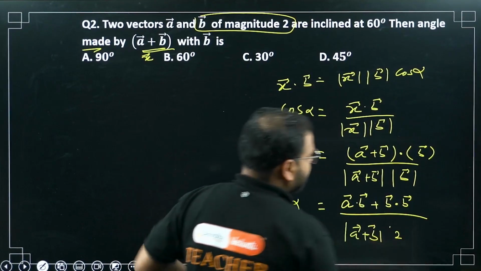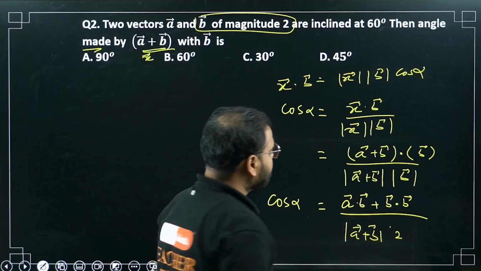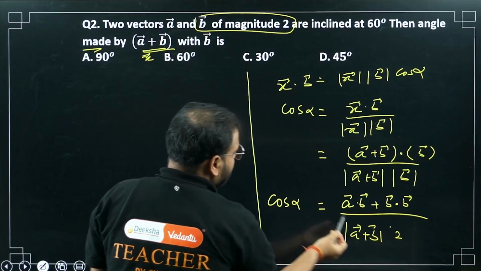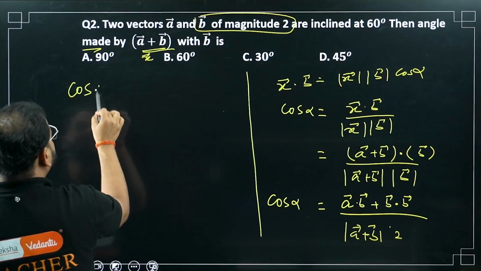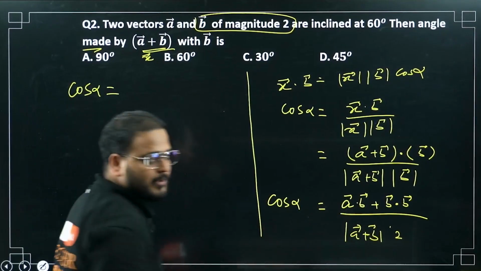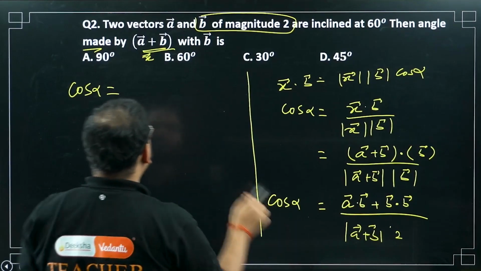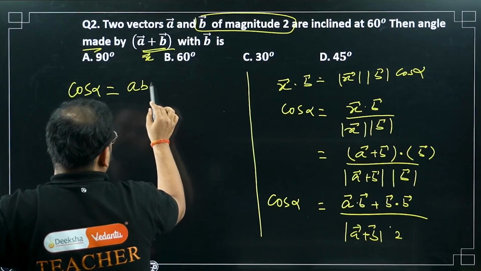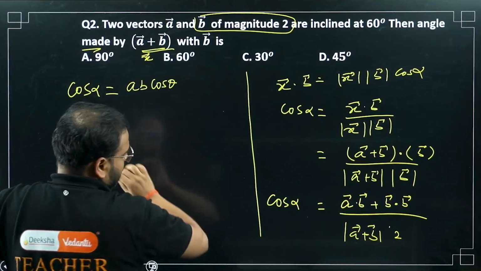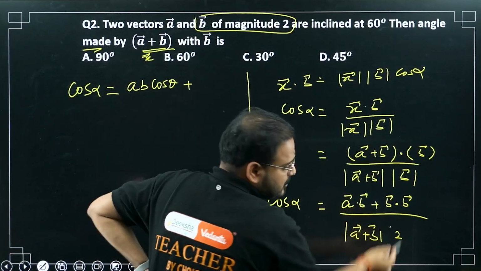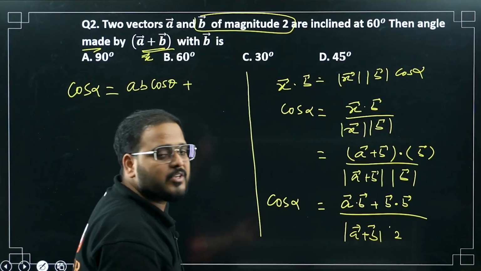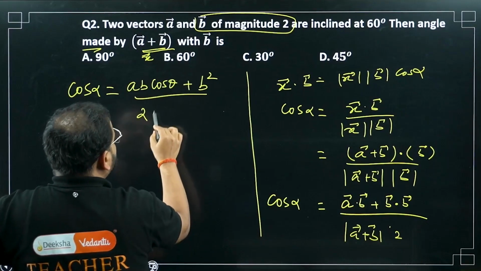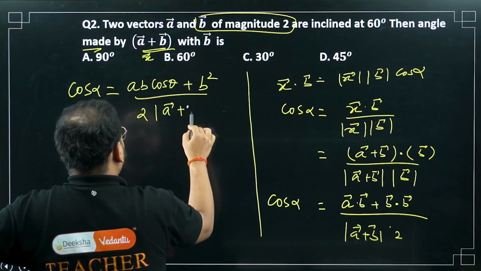How much is this? This is 2, right? Mod of b is 2. No problem. Okay, great. Now we know this answer. Let's continue on this side. I can write here cos alpha equals to, what is a dot b going to be? AB and the cos of the angle between AB. So let's write it A B, excuse me, and cos of theta, okay, plus B dot B is how much, bacha? Theta is 0, so cos 0 is 1, so B square, simply B square. How much is that going to be? Twice of mod of A plus B.